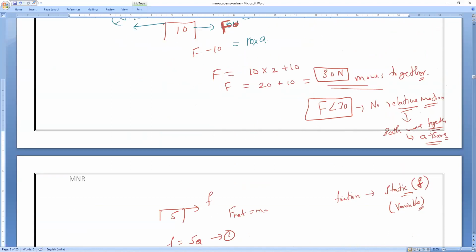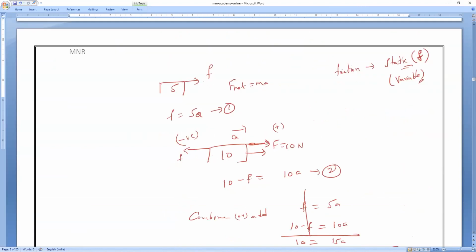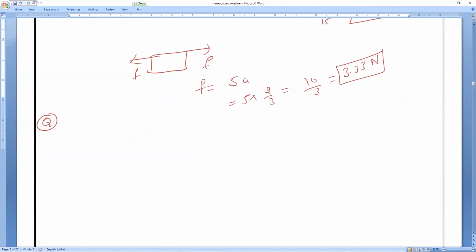To make them move together, it must be less than or equal to 30. So the maximum allowable friction is 30. So now find the acceleration of both blocks, and also the friction between them. Again, same question. So find the acceleration of both blocks, and also the friction between them. So let's start now.